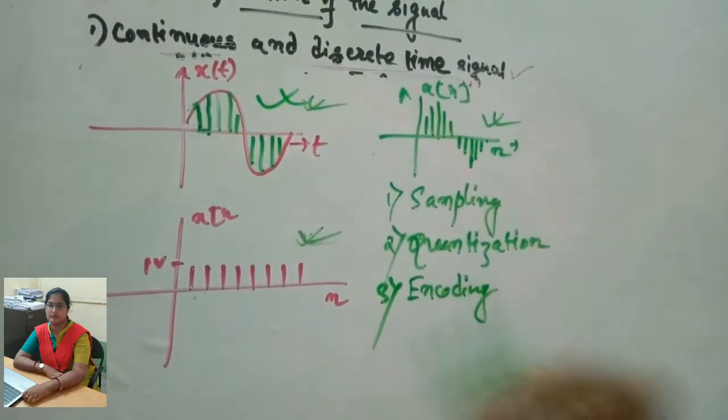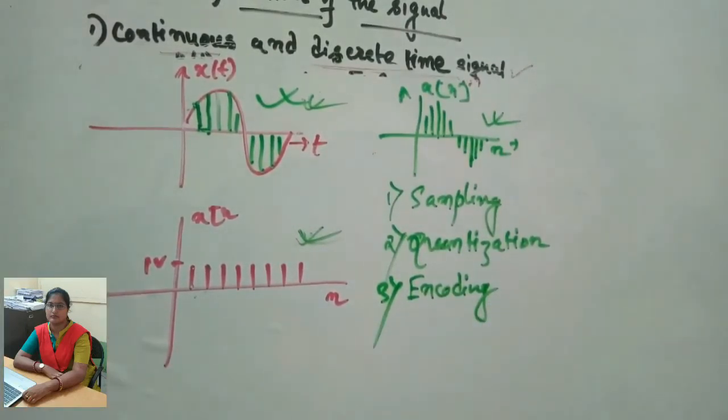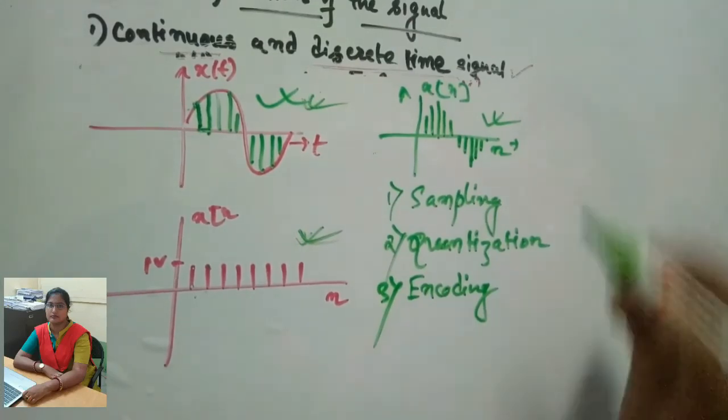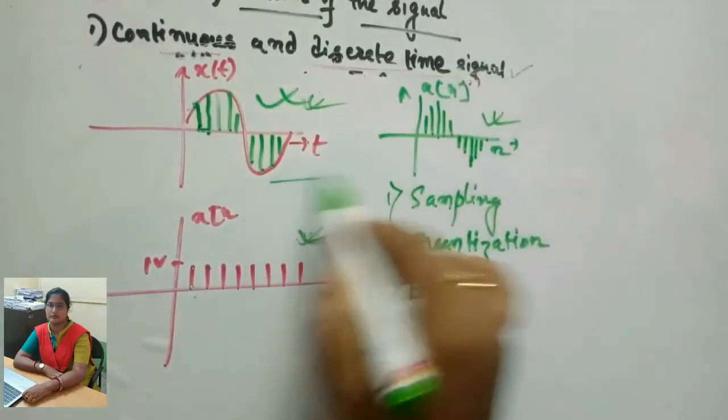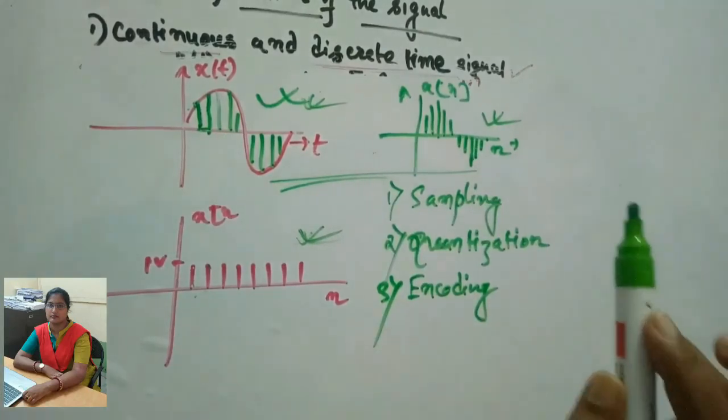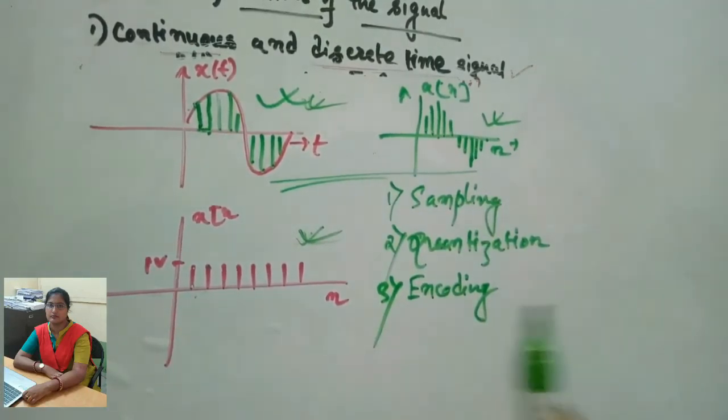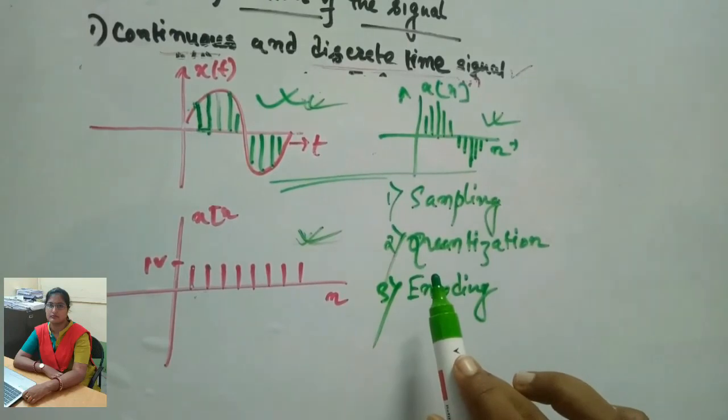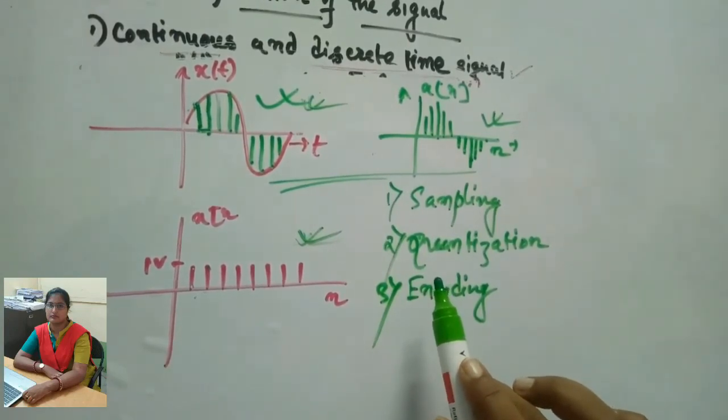But this is not our concern. Our concern is to get a discrete time signal from a continuous time signal. Hence, we are considering only this process here. So, this is for today's lecture. In the next class, we will discuss deterministic signals and random signals.